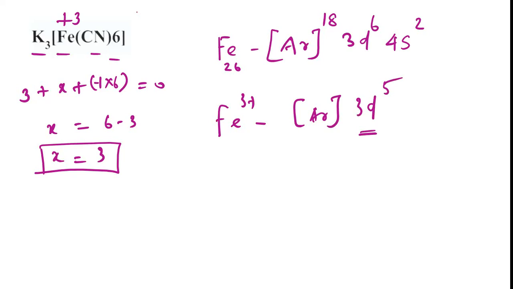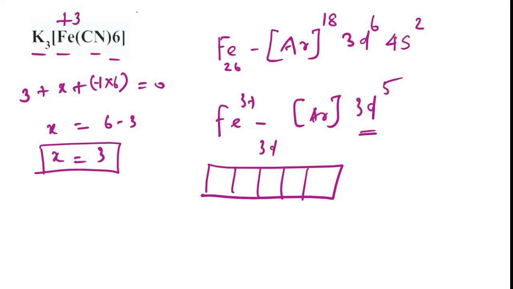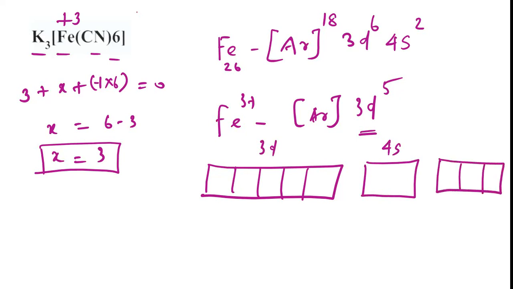Right. So let us write the electronic configuration. I mean the orbital diagram for 3d5. 1, 2, 3, 4. This is the 3d orbital, this is the 4s orbital, and these are the 4p orbitals. Right. Now let us fill the electrons.